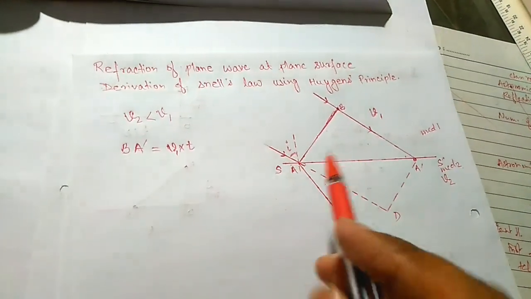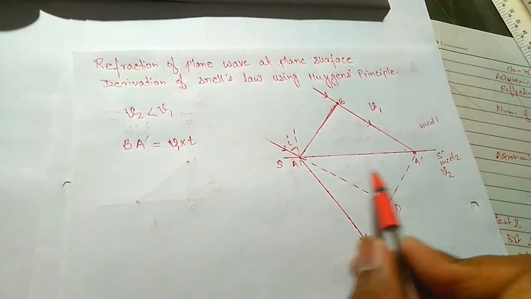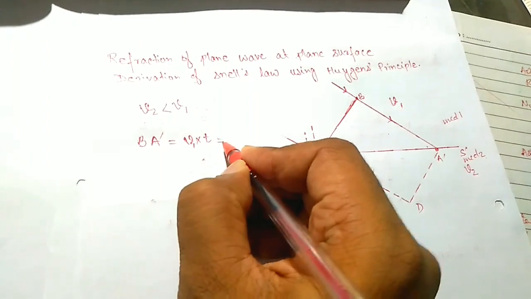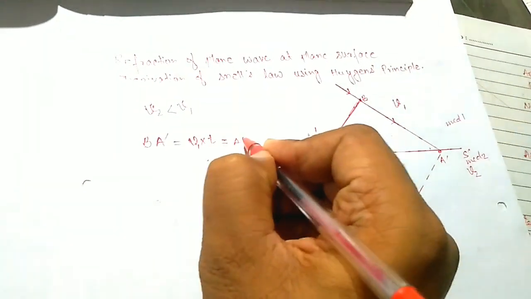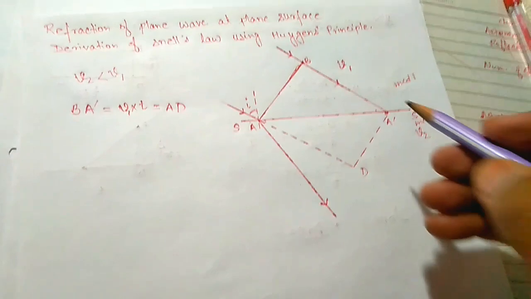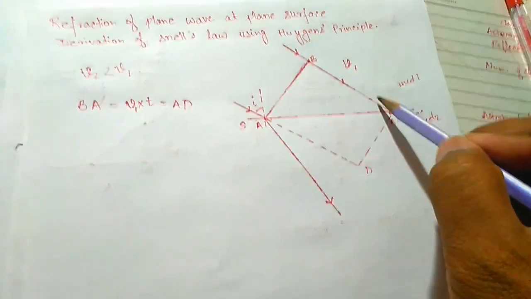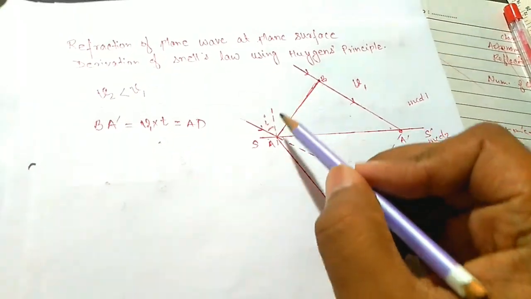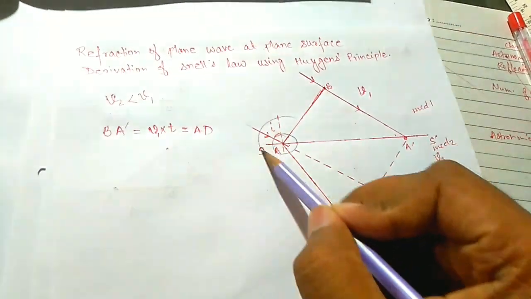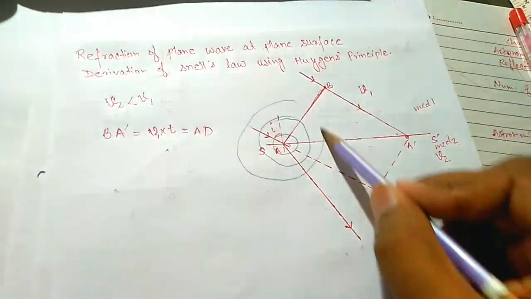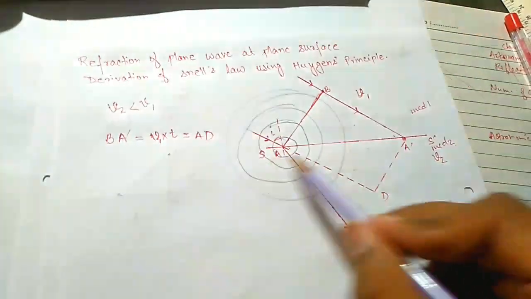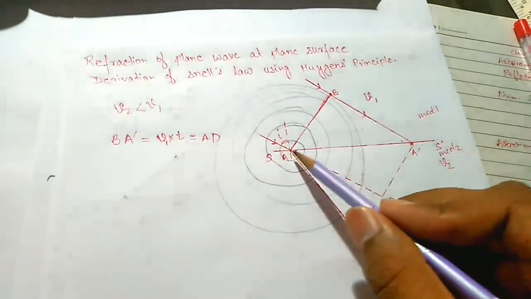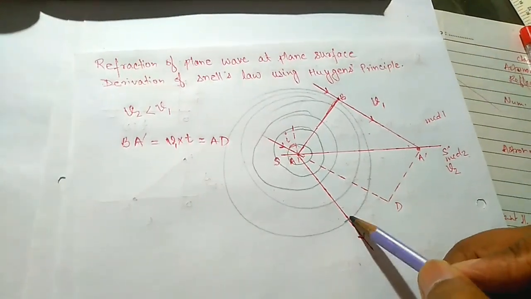So what we can say, the distance traveled from B to A dash is equal to AD also. So BA dash is equal to V1T and also equal to AD. And now see, by the time when B was approaching here, in the same time this point source would have been producing what? The secondary wavelets. Suppose this is increasing and increasing and increasing to here. By the time it is approaching here, this wavefront, secondary wavelet, comes up to here.